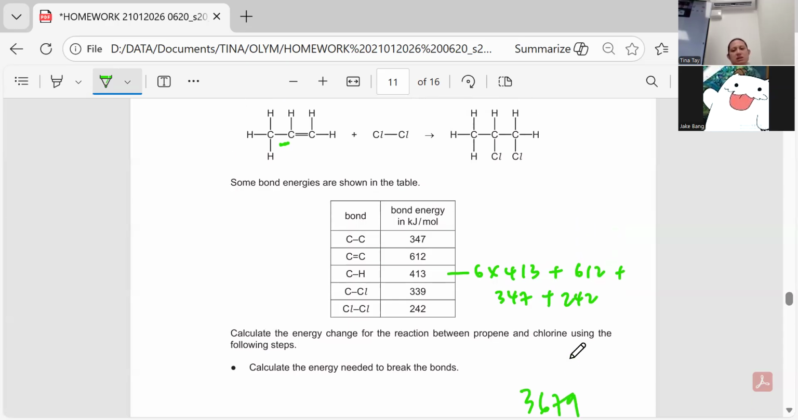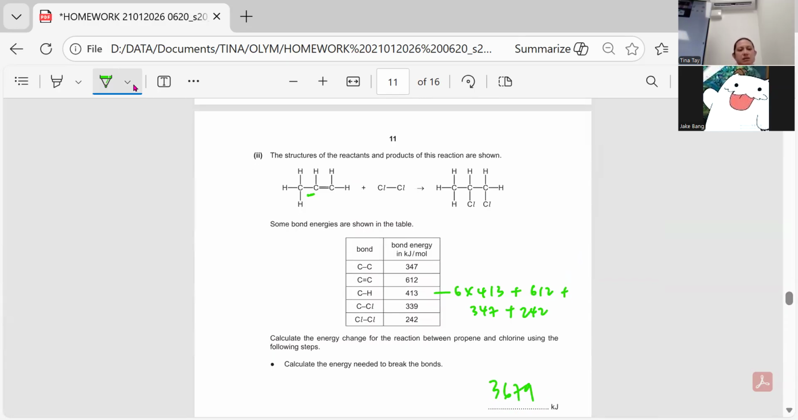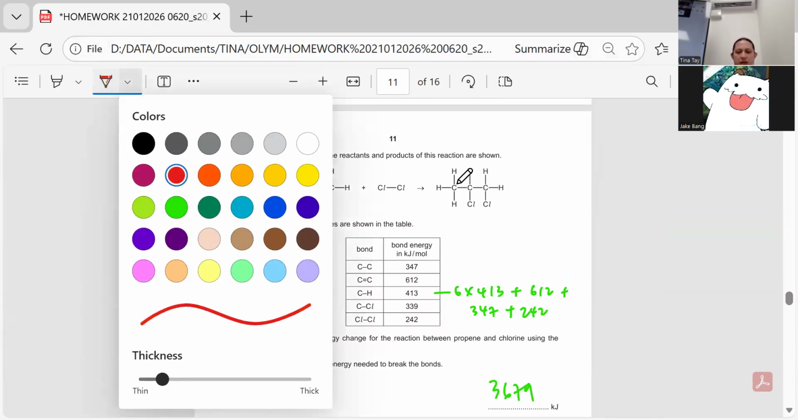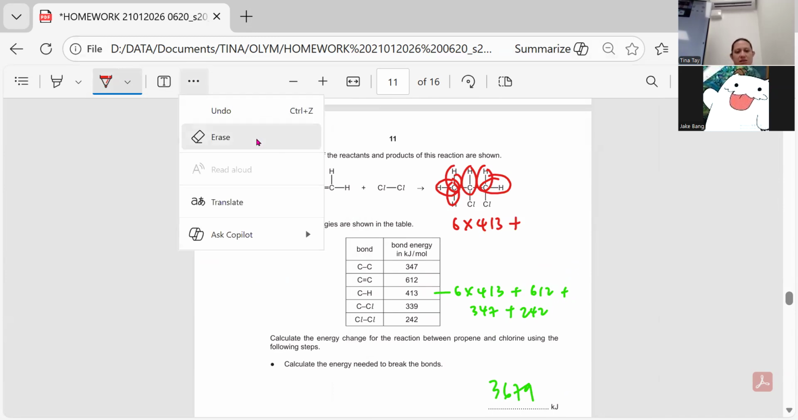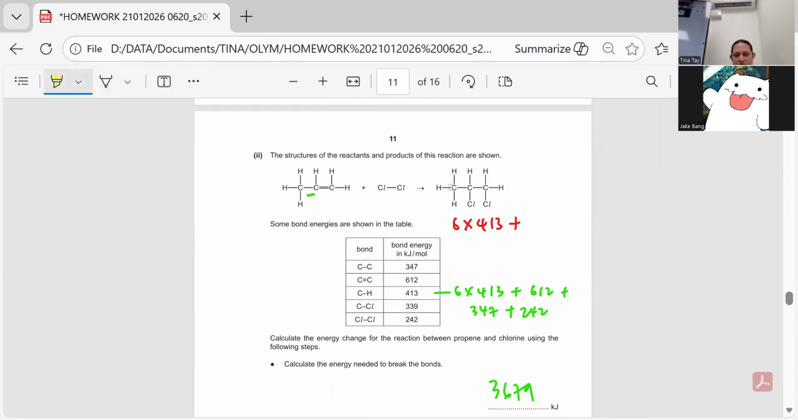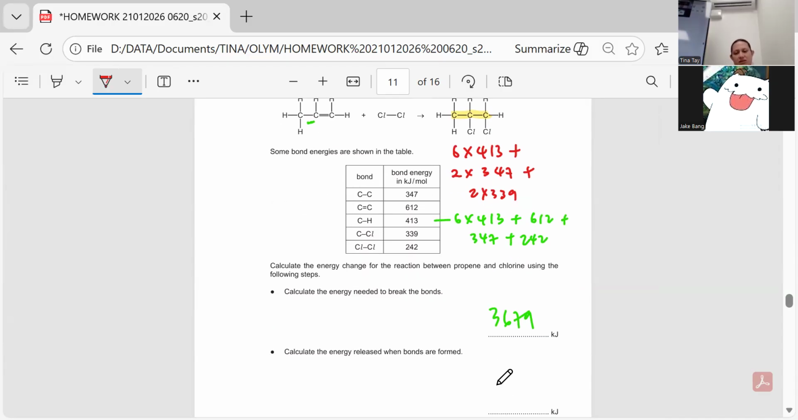Okay, now this one. 1, 2, 3, 4, 5, 6. 6 times 413 plus this one, CC, 2 times 347, plus CCl, 2 times 339. You get 3850. Get it?